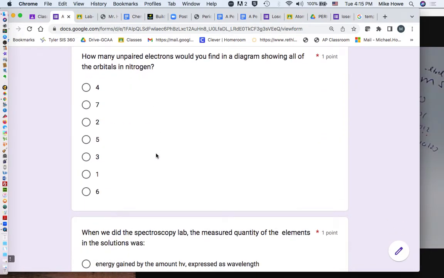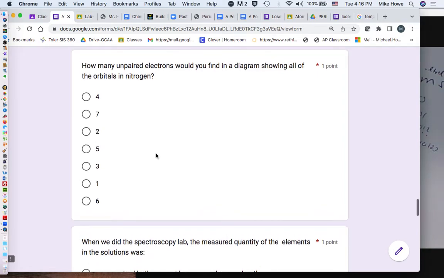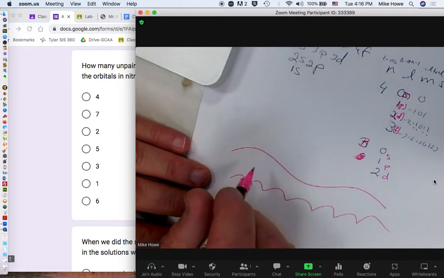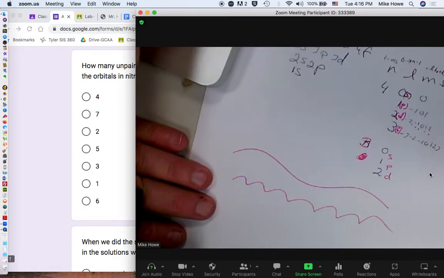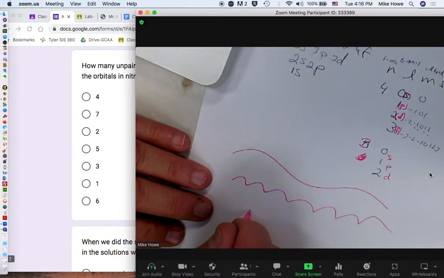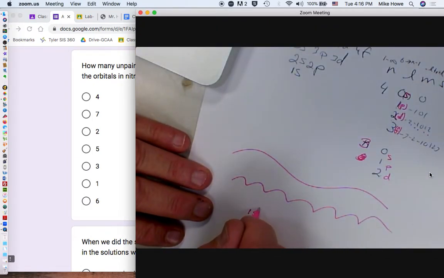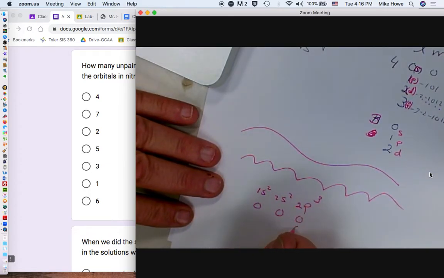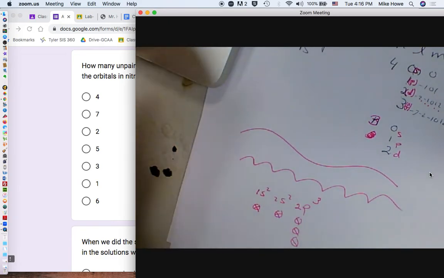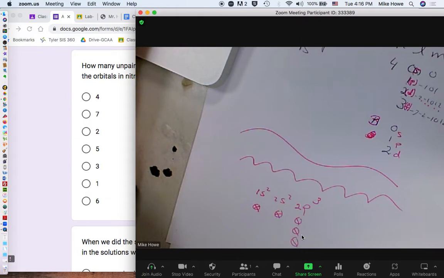And if you had all the orbitals in nitrogen, I'm going to draw that out for you. Nitrogen has 7 electrons total. And this wants to know how many unpaired electrons you find showing all the orbitals. So how many unpaired electrons? So we'd go nitrogen's 1s with 2, 2s with 2, 2p with 3 electrons. That's 7. So 1, 2, 3, 4, 5, 6, 7. So the answer would be 3 unpaired electrons right here, these 3.